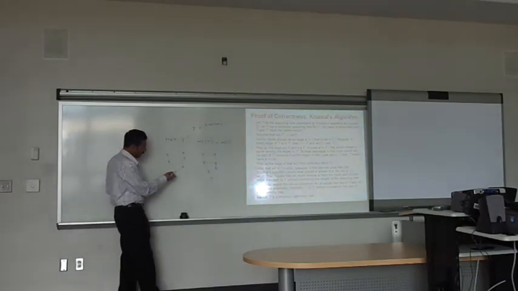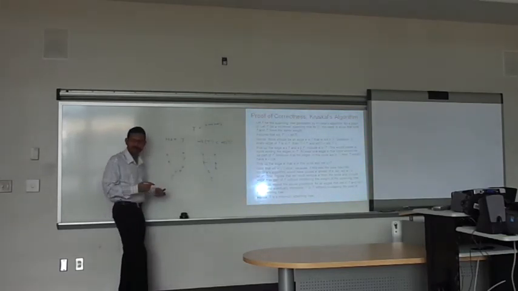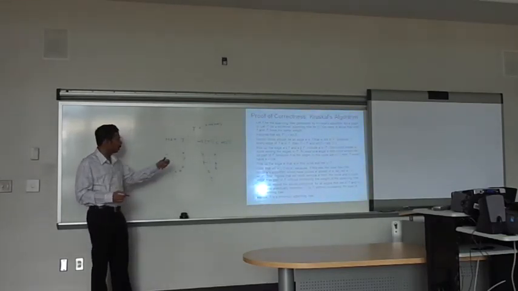So there should be some edge. What edge here is not there? So this, let's say there is an edge E prime here. That's not there.